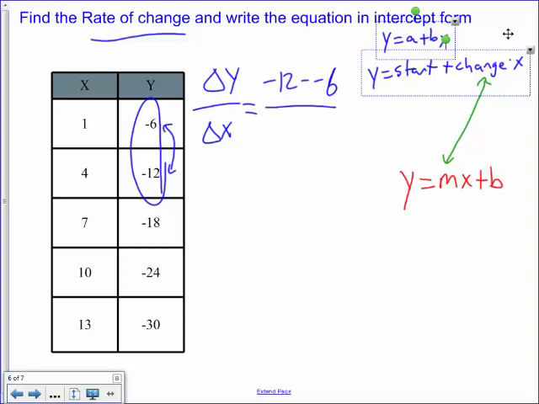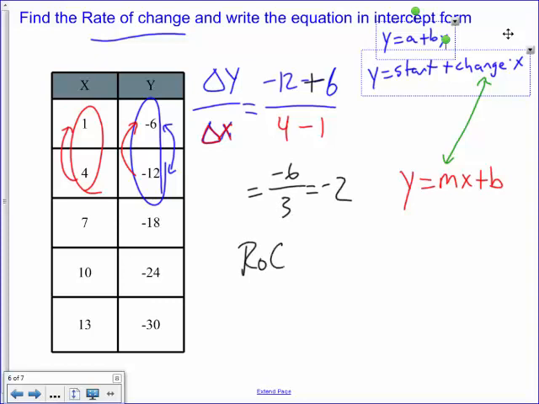over, and then I got to do the same thing for the change in the x's. Since I started with negative 12 and went to negative 6, I got to go with 4 minus 1. And we subtract, so negative 12 plus 6 is really negative 6, and 4 minus 1 is 3. So I have a rate of change of negative 2. So I might even say ROC, rate of change equals negative 2, so I can see that.